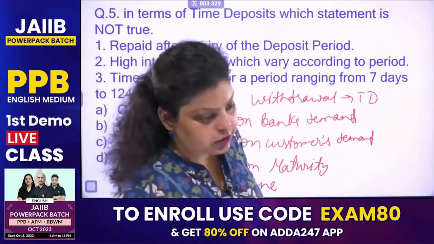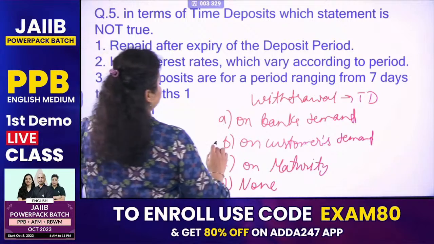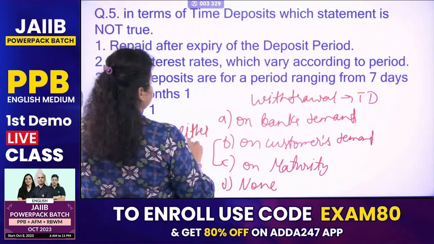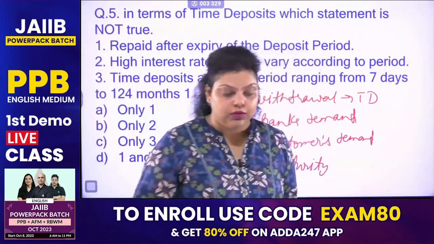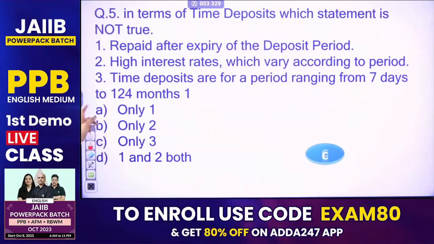Okay, let's continue. So if we talk about the withdrawal condition in case of term deposit, which of the following will be the right answer? A, B, C or D? On bank's demand, on customer's demand, on maturity period, or none of the above? Very good. The right answer should be both B and C. So the right answer will not be none. Either we can write B or C. When the customer is asking about the withdrawal, you have to give the withdrawal. And the second thing is on the maturity. So the right answer will be B and C. So here the answer is C option.